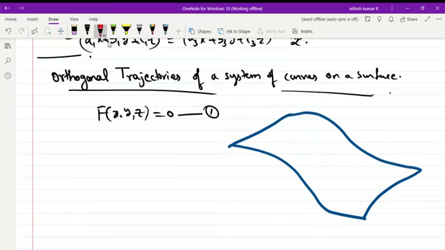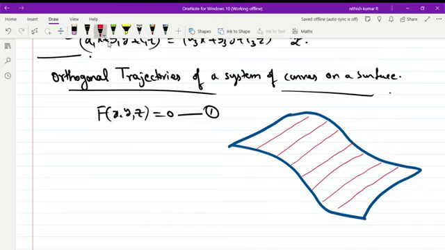Okay, there are some system of curves. For the time being, I'm taking it as a line. They are the system of curves. Now we are finding the curves which lie on this surface, which cut these curves orthogonally.